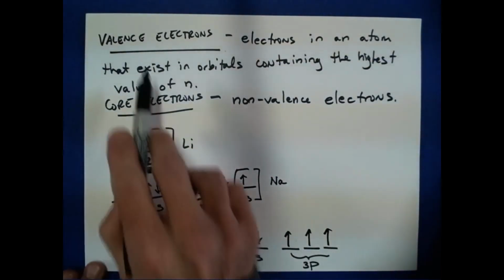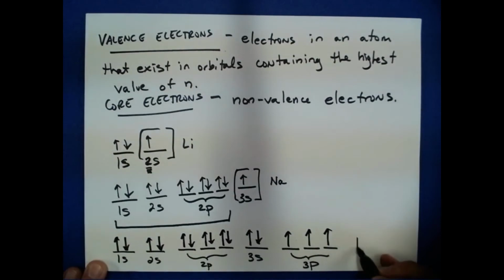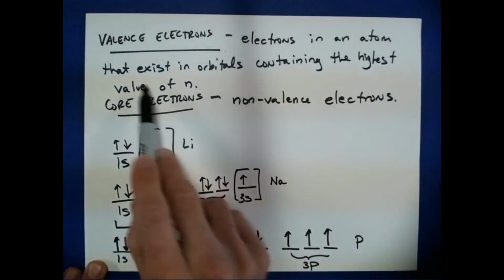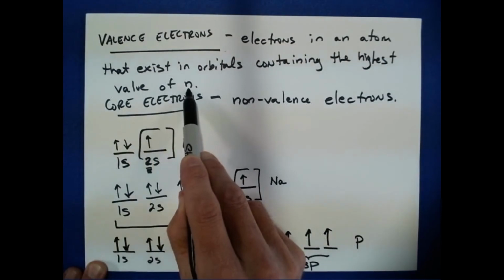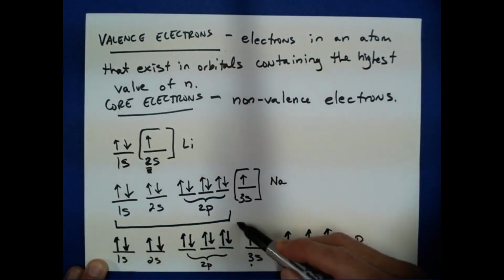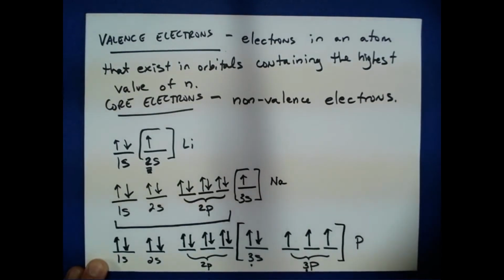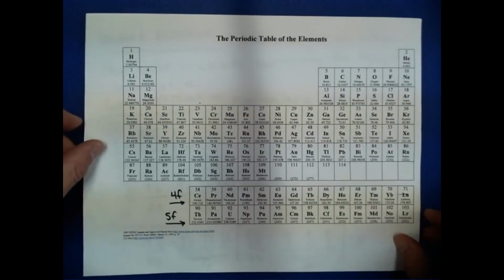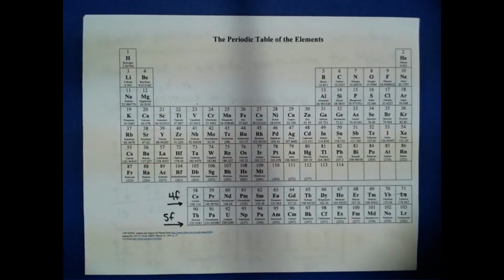Now what would the valence electrons be in phosphorus? We want to take the electrons in the atom that can exist in orbitals containing the highest value of n, the principal quantum number. We see n is 3 in the 3s, and n is 3 in the 3p, and so these electrons here would be the valence electrons for phosphorus. And we see that the number of valence electrons in phosphorus is 1, 2, 3, 4, 5. Whereas all of these would be the core electrons for phosphorus. And it's really quite easy to determine the number of valence electrons in any of the main group elements.